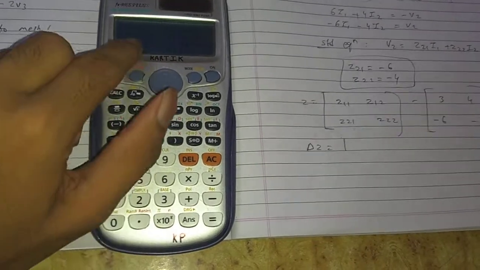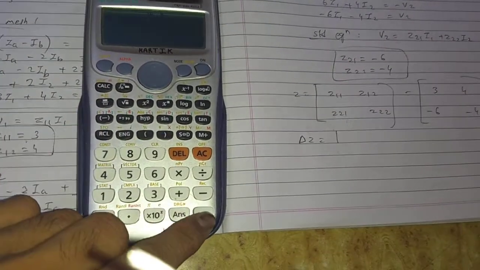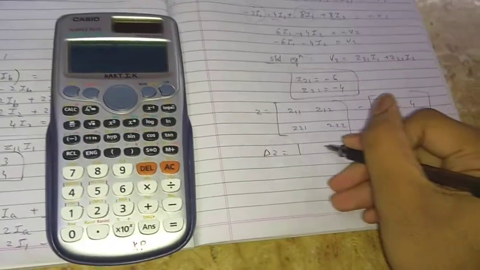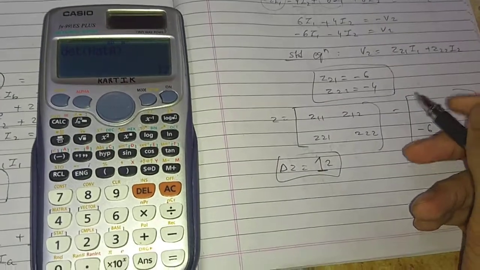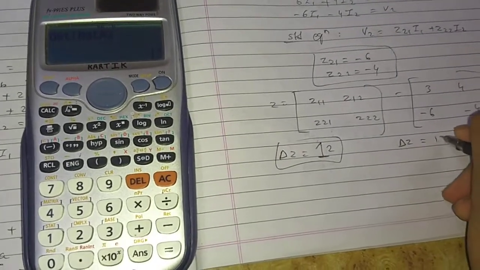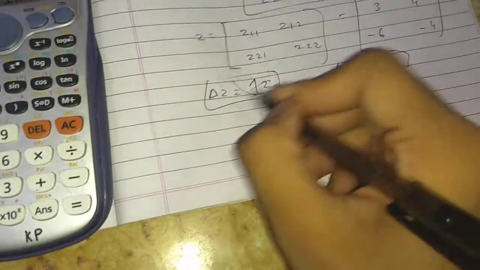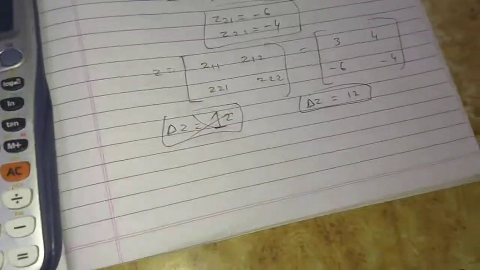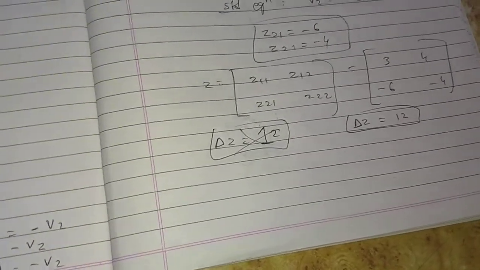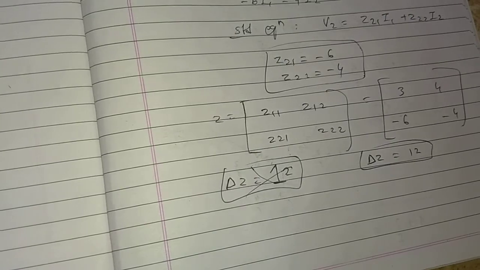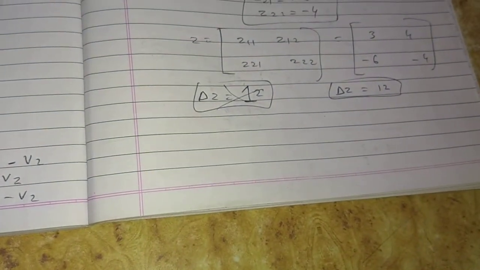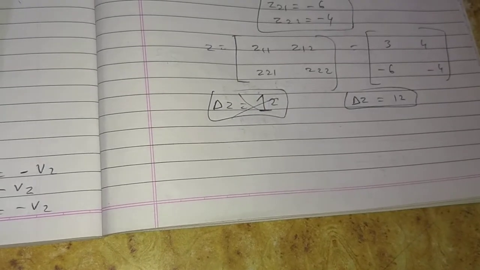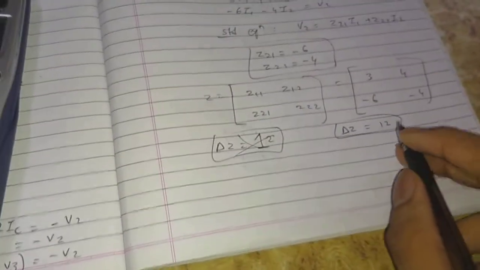Shift 4, matrix A, and we are done. Its determinant value says it's 12. Let me write this properly. So the determinant value is 12. Perfect. Okay, determinant value is 12.